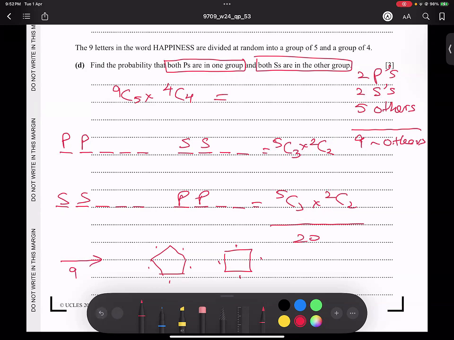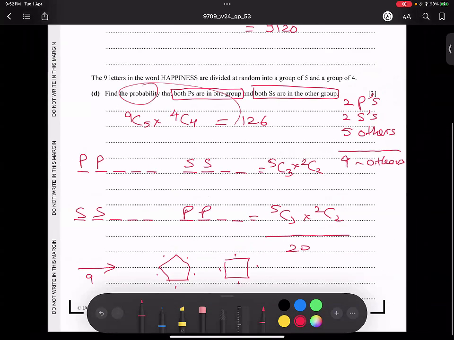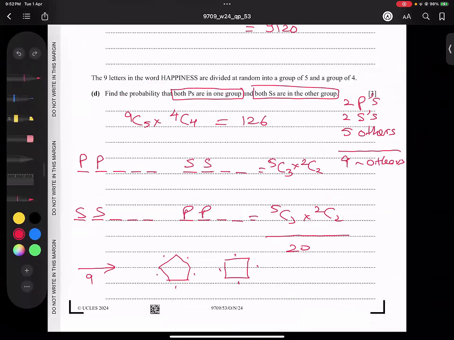20. And the bottom answer is what? 9C4. And 4C4, no need to type. And 9C, sorry, not 9C4, 9C5 actually. I have to type in my calculator. Okay, 9C5, I get 126. So what is the probability we talk about? So probability, students, we can talk about 20 by 126. So when I divide this, I get 10 divided by 63. This is my final answer.